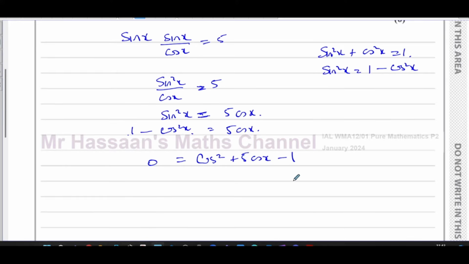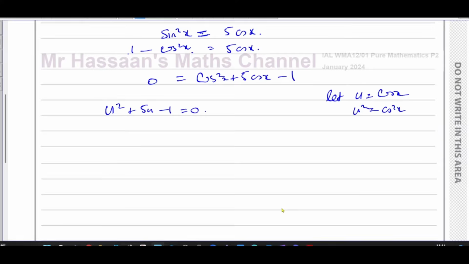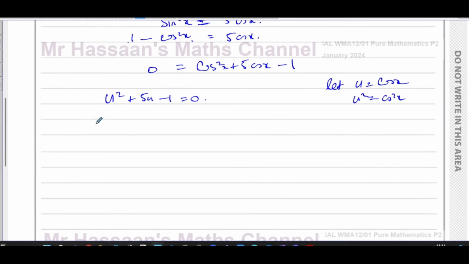It's a disguised quadratic in cosine x. To make it more familiar, let u equal cosine x. That means u squared will be cosine squared x. So I can rewrite this as u squared plus 5u minus 1 equals 0. I've got to find two numbers that multiply to give you minus 1 and add to give you 5. Well, there's no way you can find that. So this cannot be solved by factorizing. We have to, for example, complete the square, or use the quadratic formula.